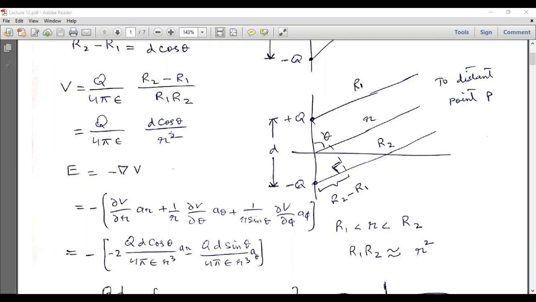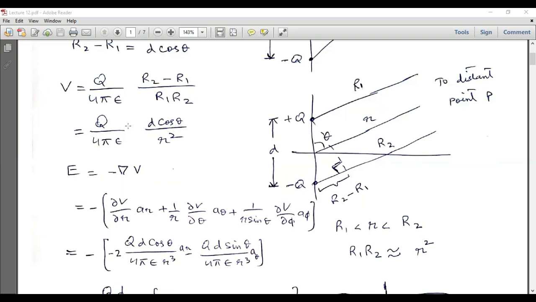Using this expression, we can evaluate the electric field intensity. From the previous lecture, we know that electric field intensity is equal to minus gradient of V, and in spherical components, E will be equal to this expression. This potential has actually only two components in it: the r component and the theta component. The phi component is not present in this expression, so this will be equal to 0.